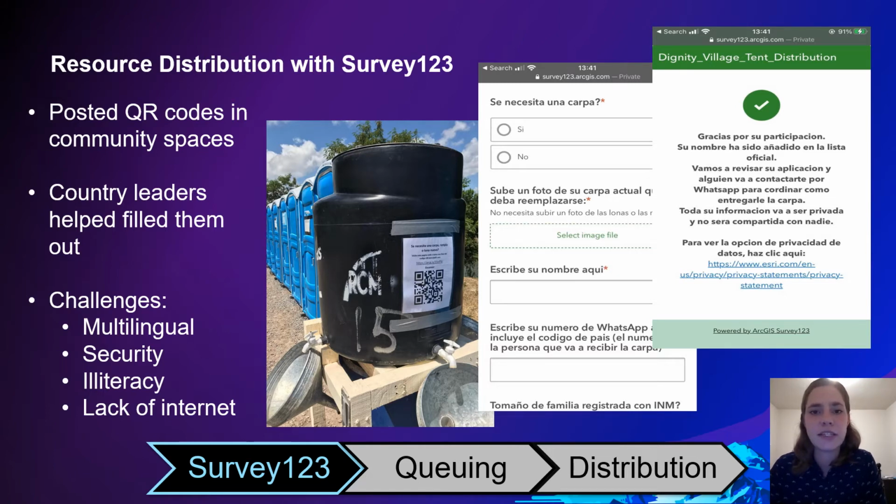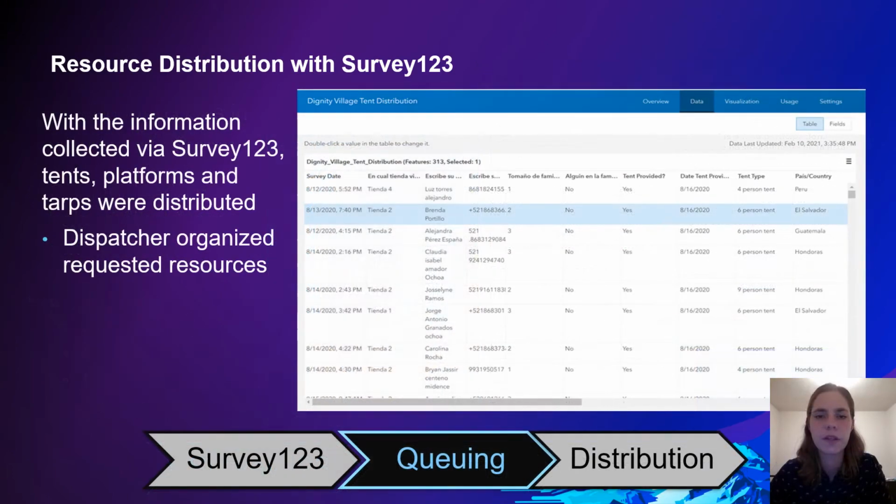And it was very easy on Survey 123 to write a survey that was published in Spanish, but was easily read in English as well. Once the surveys were completed, a dispatcher would organize the requested resources by country. The dispatcher was able to keep track of received and fulfilled requests via ArcGIS Online under the Data tab. This process significantly shortened the queues for asylum seekers who were looking for tents.